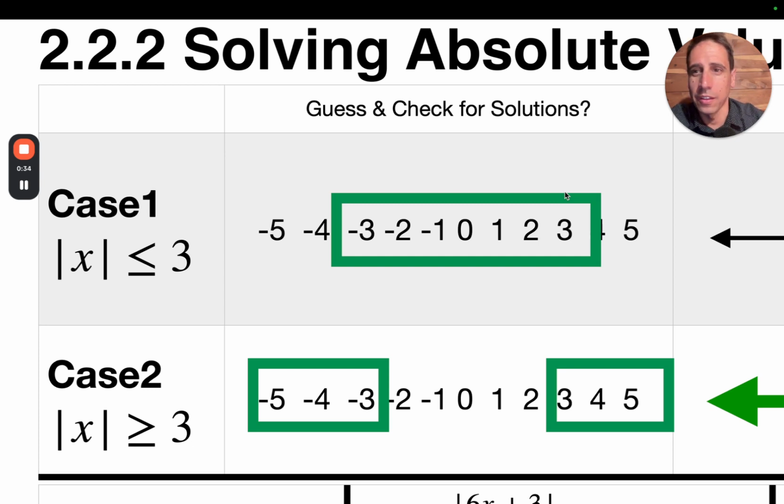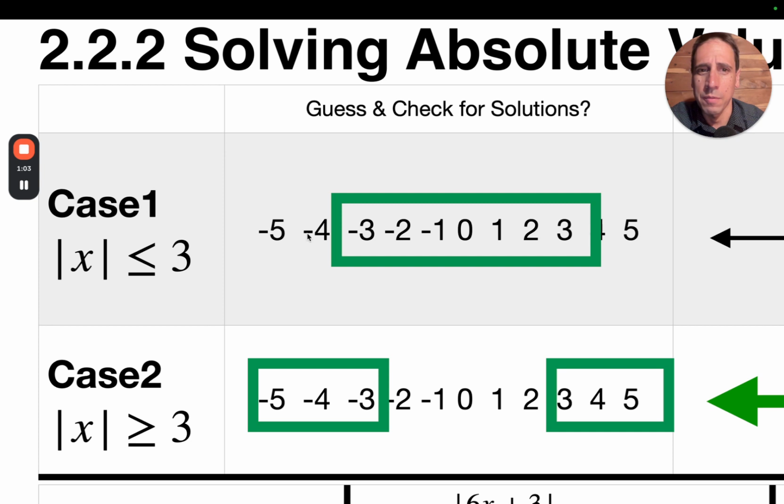Case 1 is going to look like this. It's going to be very similar to something like absolute value of x is less than or equal to 3. And then case 2 is going to look like this. Absolute value of x, same thing, except it's going to be flipped, greater than or equal to 3. So that's really the only difference between these two from an equation or inequality as you write it out here. But the values of x that solve case 1 versus case 2 are going to be very different. Let's just guess and check for solutions.